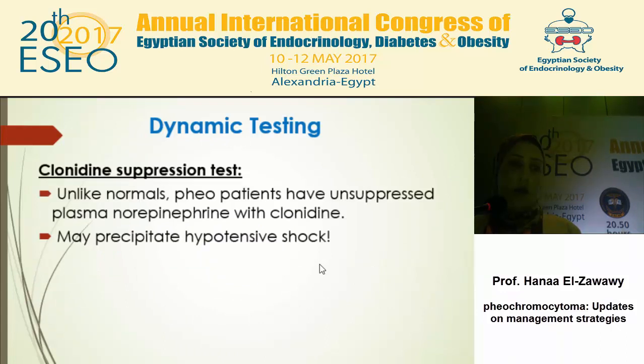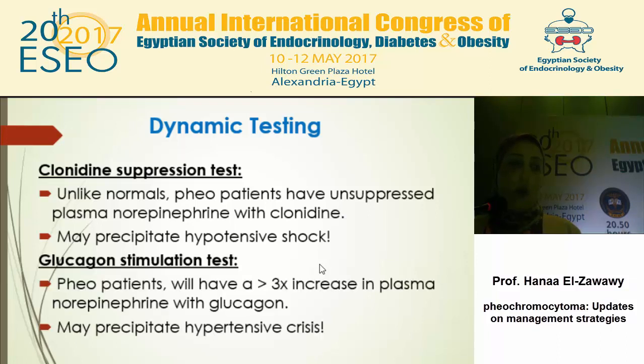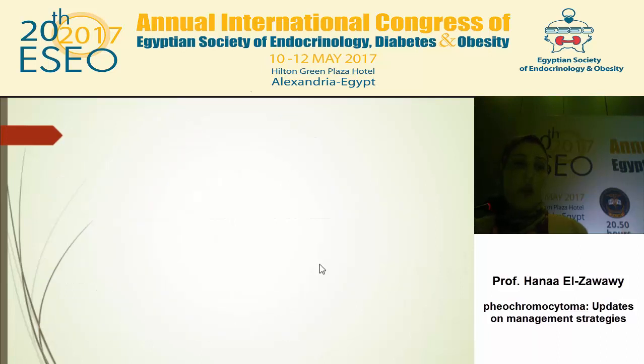Dynamic testing includes the clonidine suppression test. Patients will have unsuppressed plasma norepinephrine, and it may precipitate hypotensive shock. Glucagon stimulation test: patients will have more than a threefold increase in plasma norepinephrine, and it may precipitate hypertensive crisis. However, these tests are not preferred for the diagnosis of pheochromocytoma.